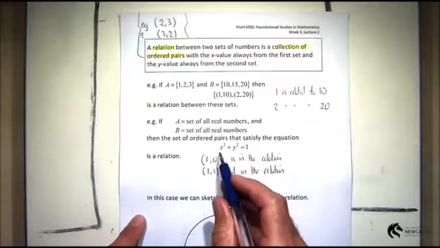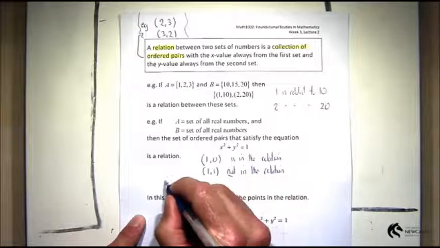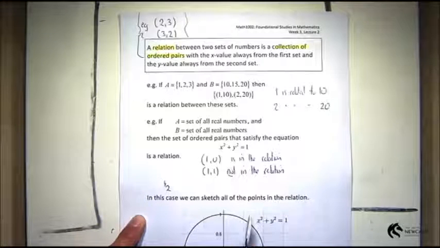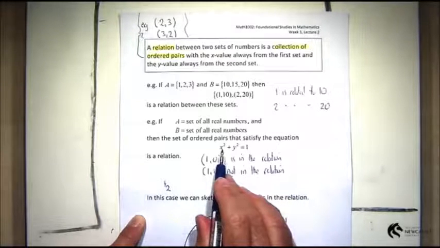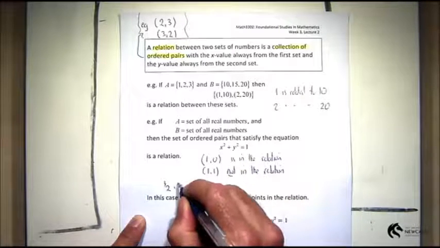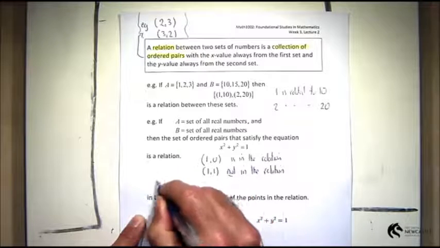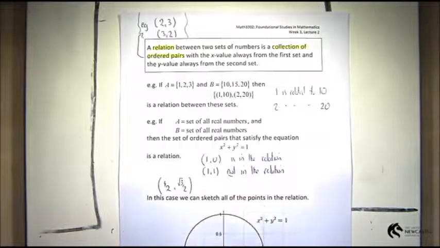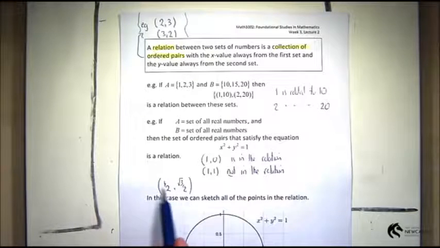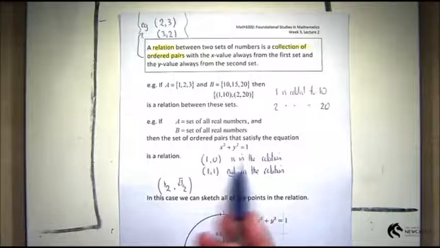Let me let x equal a half here. And so I've got a half squared is a quarter. y squared is therefore equal to 3/4. So y is equal to the square root of 3 on 2. So that would be in the relation, because a half squared is a quarter, the square root of 3 on 2 squared is 3 on 4, a quarter plus 3/4 is 1, so that satisfies the equation.